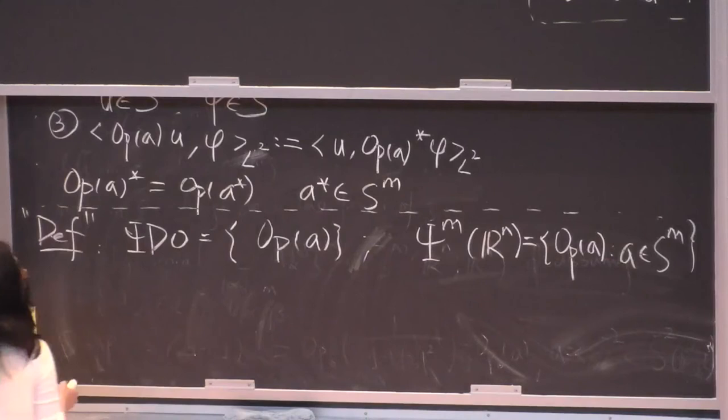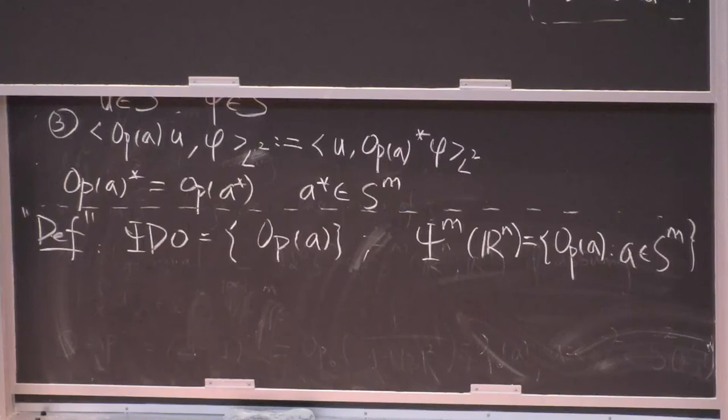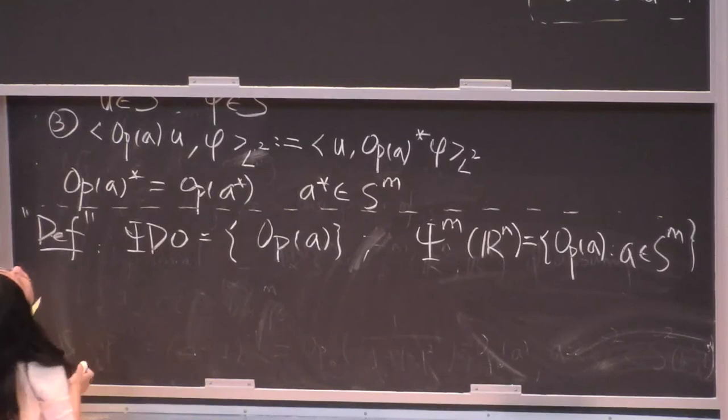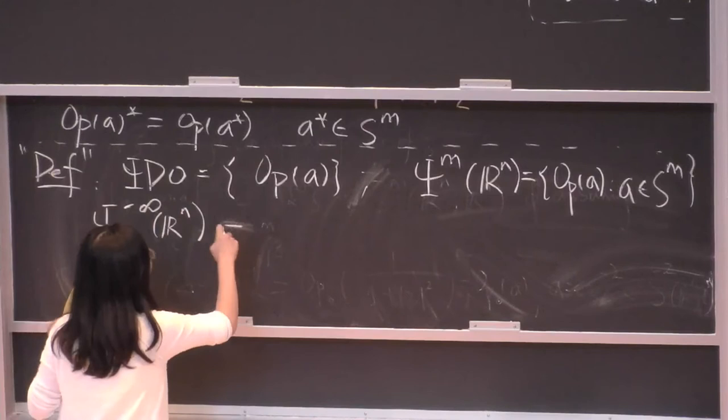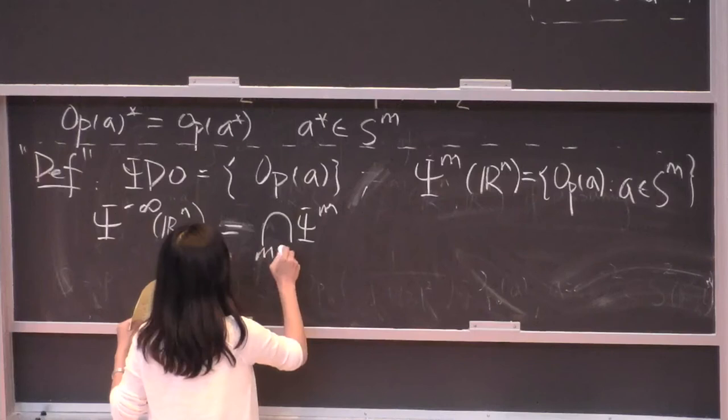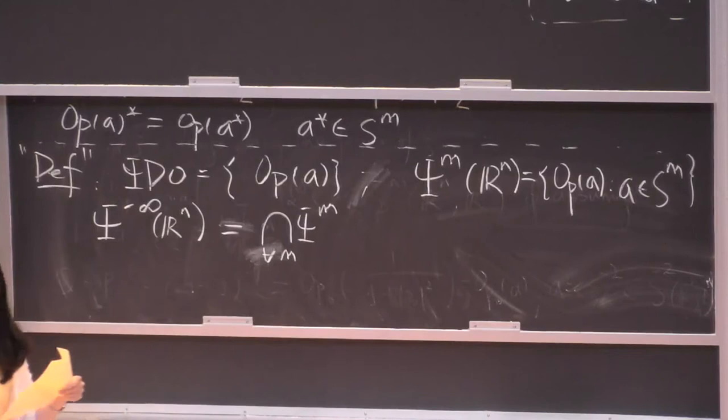And there's one important thing I want to mention here, which is the intersection of all such pseudo-differential operators. That's the smoothing operators I want to introduce. This is probably a good word for that. So this Psi^{-infinity}(R^n) is defined to be the intersection of the Psi^m, for any m. And first of all, this is called smoothing operators, which I'll explain in a moment.